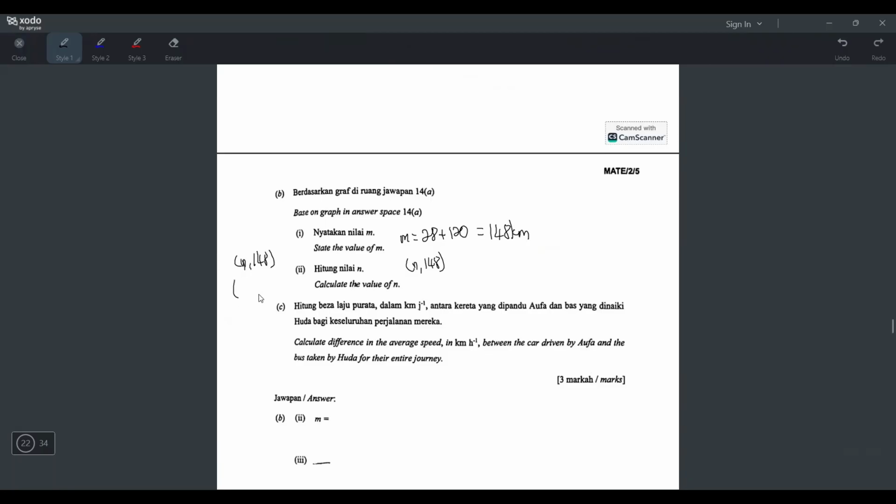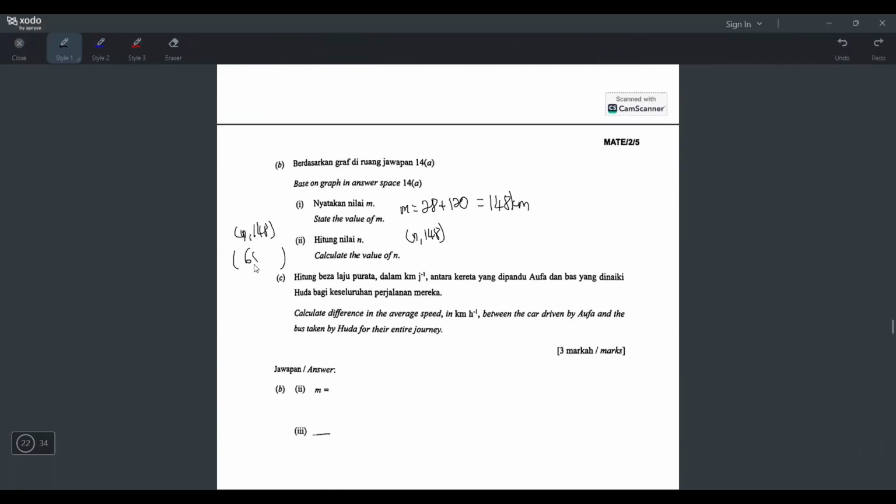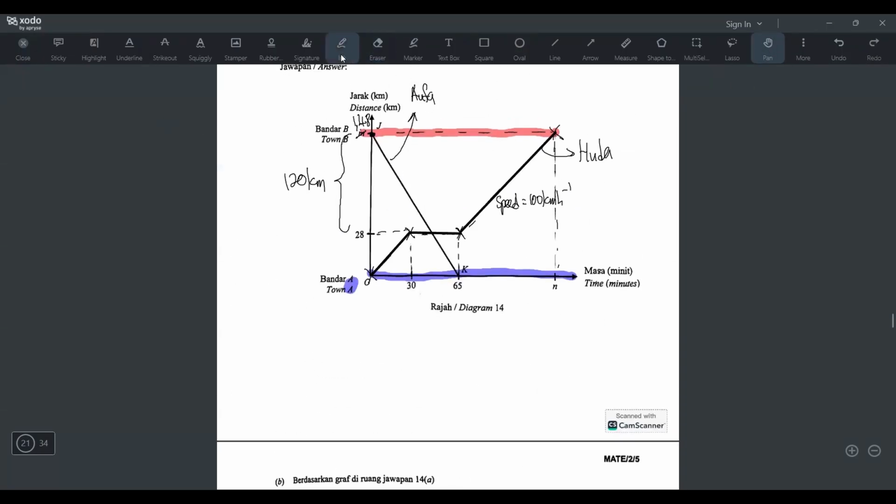And then the next coordinate, on this line we are doing, is (65, 28). But there is a problem actually. You cannot straight away take 148 minus 28 divided by n minus 65 to find the gradient, because the speed is 100, but look at the unit. The unit here is 100 kilometers per hour, but this one is kilometers per minute. The y-axis is in kilometers, the x-axis is in minutes, right?